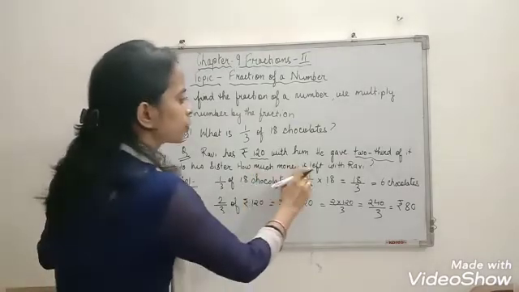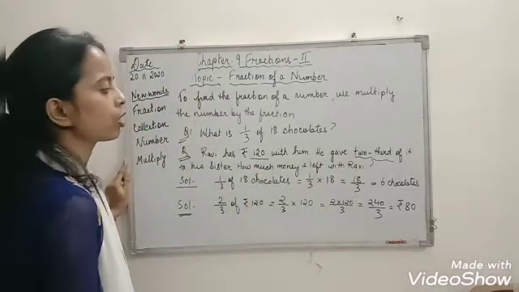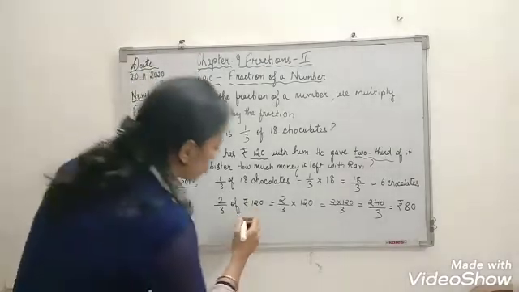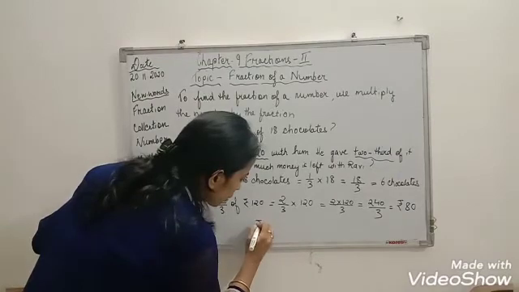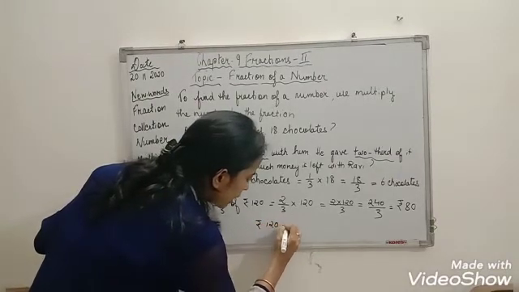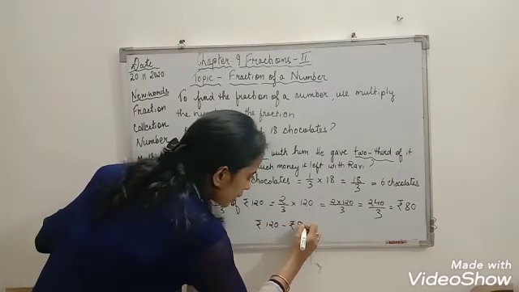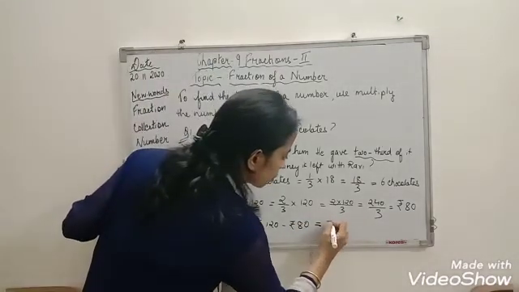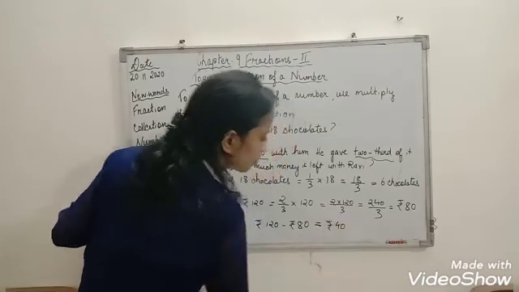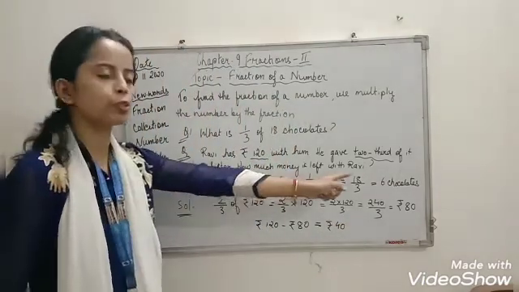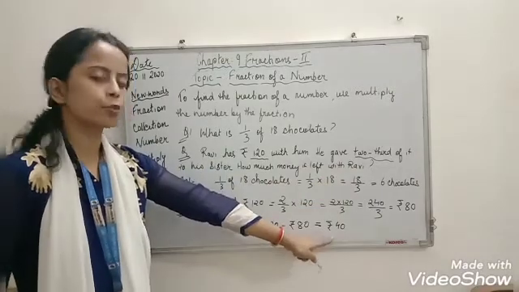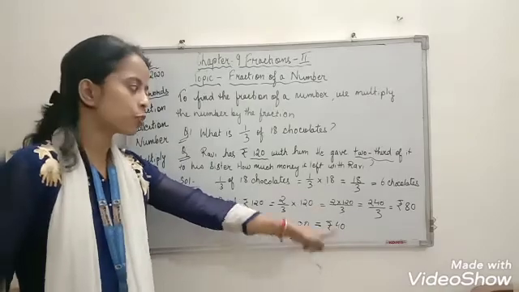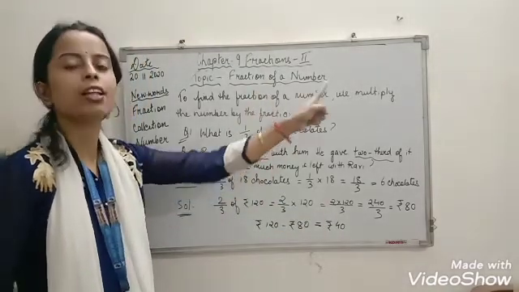Now, how much money is left with Ravi? Now we have to find out how much money is left with Ravi. So what do we have to do? From rupees 120, minus 80. It comes to rupees 40. So Ravi is left with rupees 40. Got it, children? So what have we found out here? Fraction of a number.